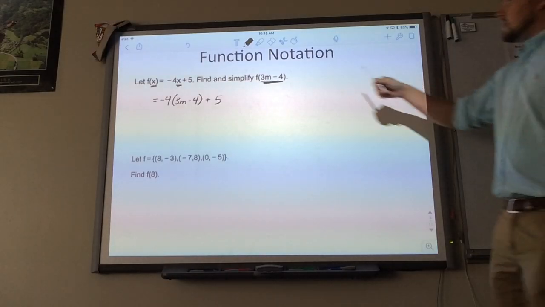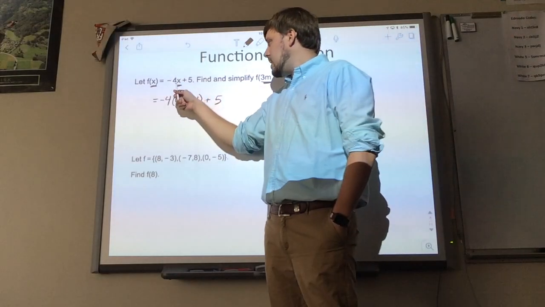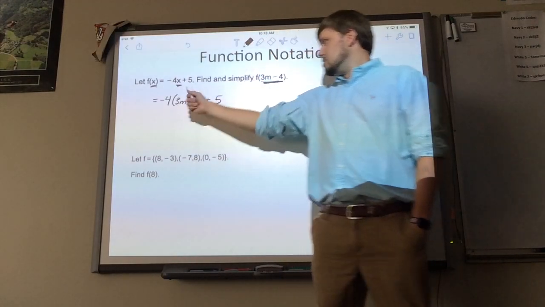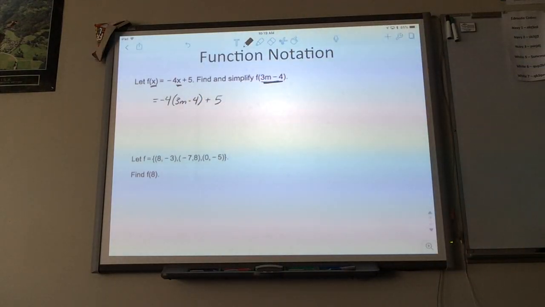So all I did was take this and plug it into that x. Because this was an x, now it's this. So we plug it in. Now it just wants us to simplify. So distribute and combine your like terms. So that's negative 12m plus 16 plus 5. Negative 12m plus 21.